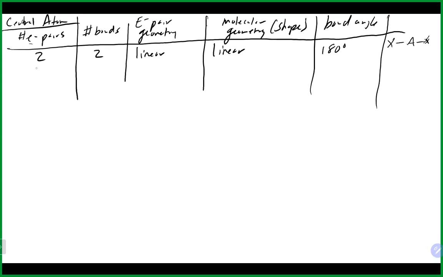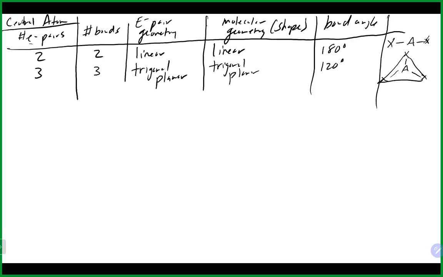If you have 3 electron pairs and 3 bonds, the electron pair geometry is trigonal planar. That's also sometimes referred to as triangular. The molecular geometry is also trigonal planar. It's got a bond angle of about 120 degrees. That is something that looks like this here. It makes an equilateral triangle, basically.